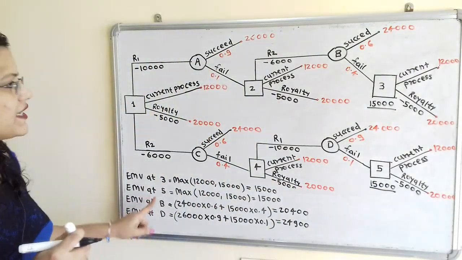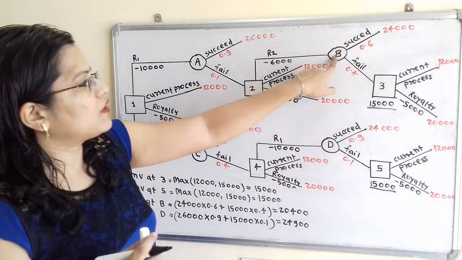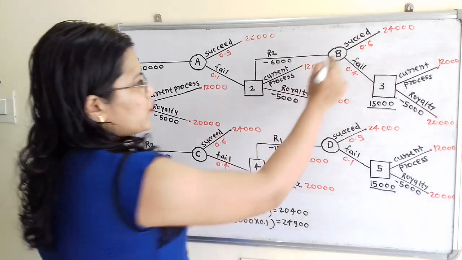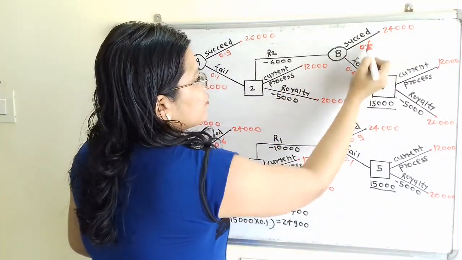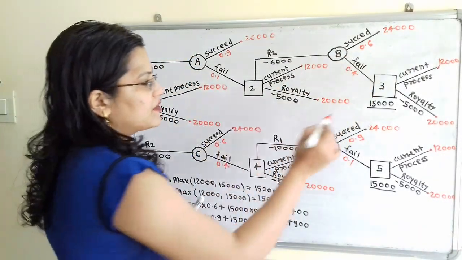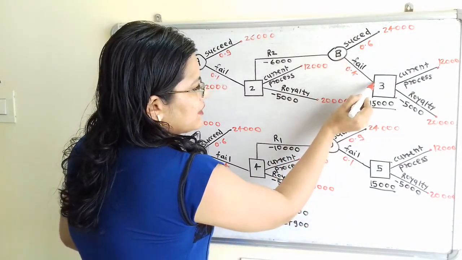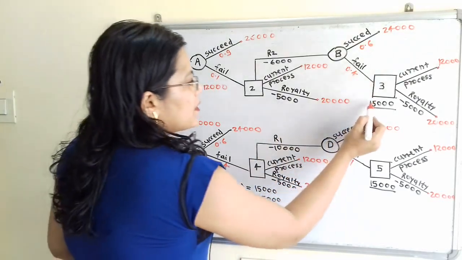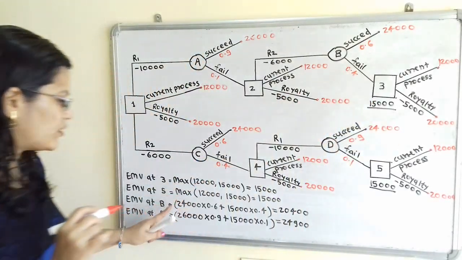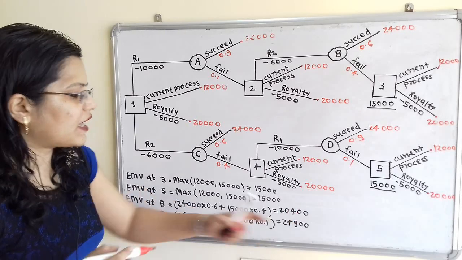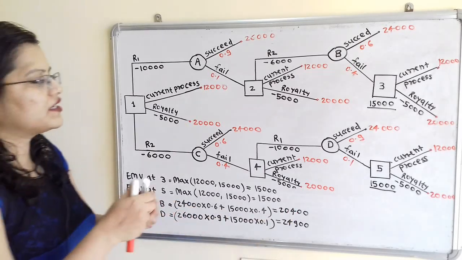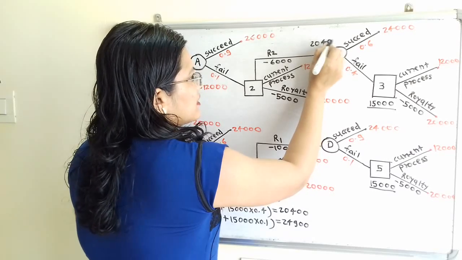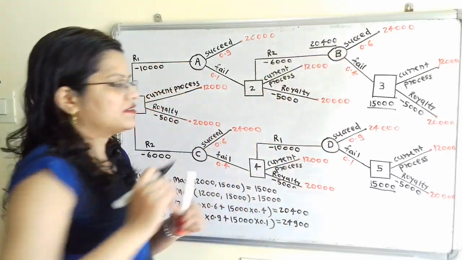Now we will move to the next, that is the expected monetary value at node B. So here these are the sub branches with probability. We will take 24,000 into 0.6 plus, now this branch ends at node 3, which we have selected for 15,000 profit, plus 15,000 into 0.4, that is equal to 20,400. So we will mention here the value at this node is 20,400 and I will underline this.